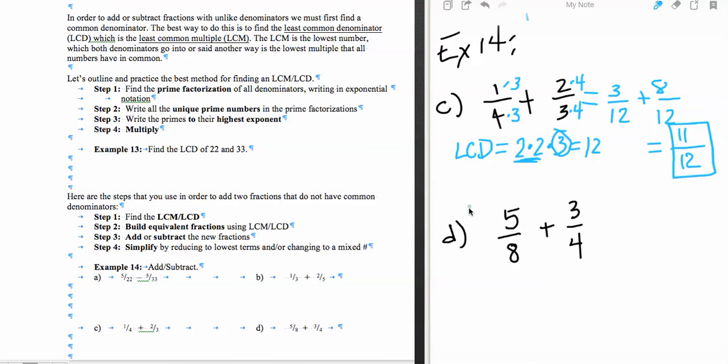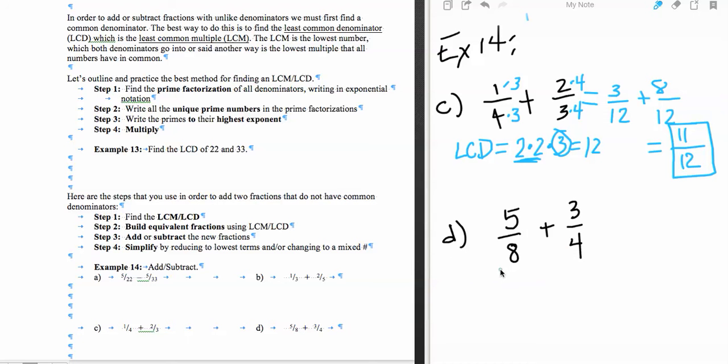Our next one is a case where one number is a multiple of another. When one number is a multiple of another, multiple means that if I multiply a number by the counting numbers, that I get its multiples. So 4 and 8 are related by multiples. So 8 is a multiple of 4. So the larger of multiples we have as being the LCD.